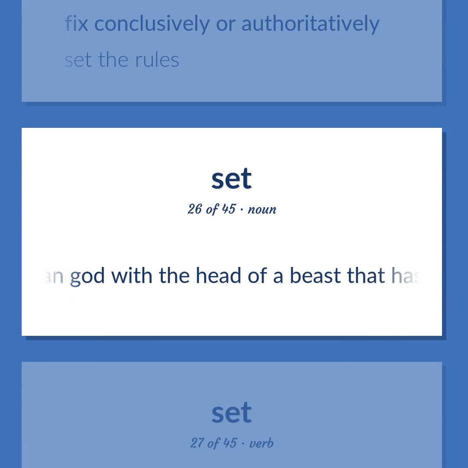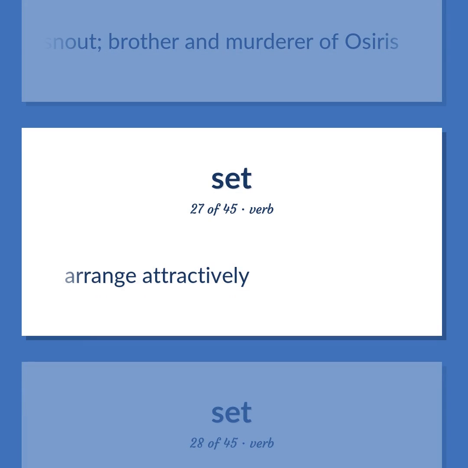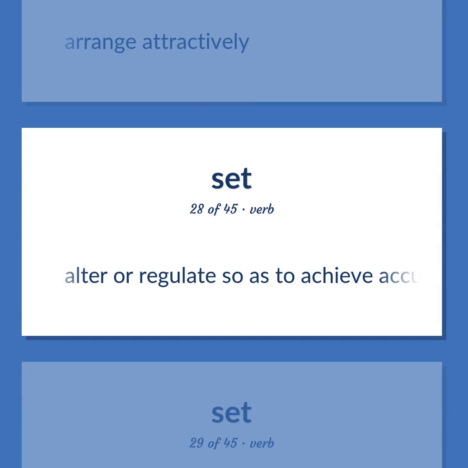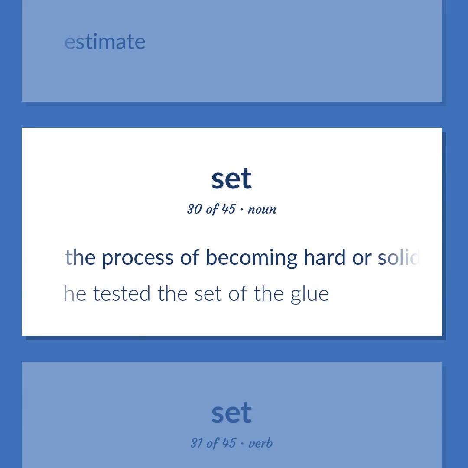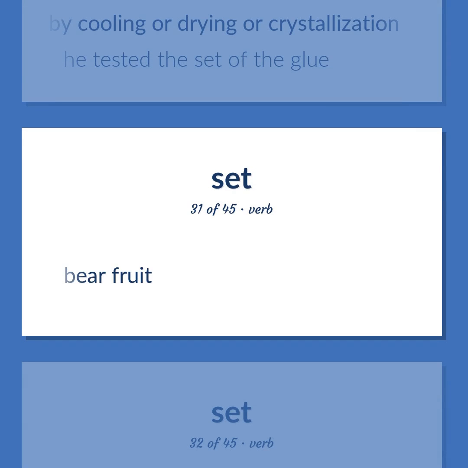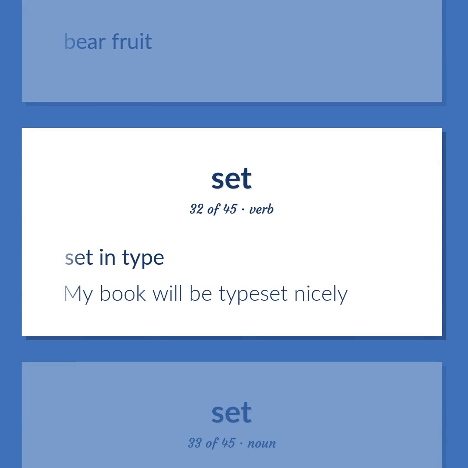Evil Egyptian god with the head of a beast that has high square ears and a long snout, brother and murderer of Osiris. Arrange attractively. Alter or regulate so as to achieve accuracy or conform to a standard. Estimate. The process of becoming hard or solid by cooling or drying or crystallization. He tested the set of the glue. Bear fruit. Set in type. My book will be typeset nicely.